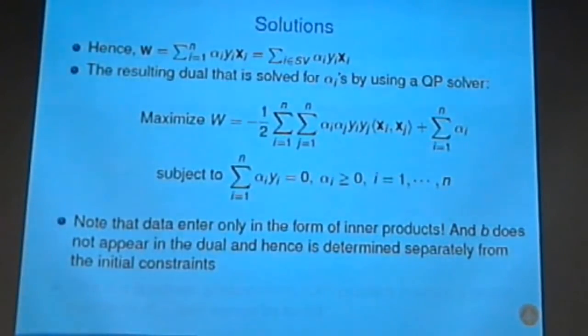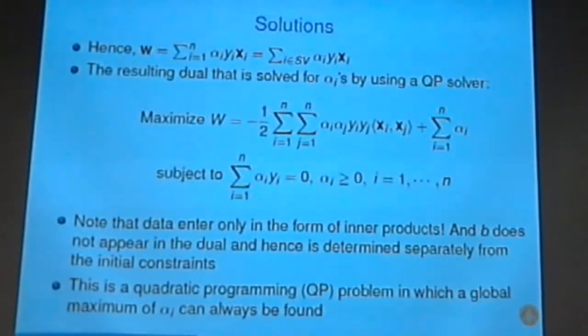So it can be determined separately from the initial constraint. You don't have to use that. Okay, so this is basically a quadratic programming problem, and global maximization of the alpha i's can always be found.